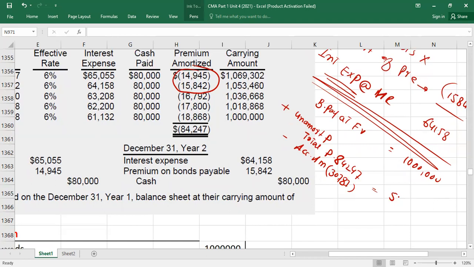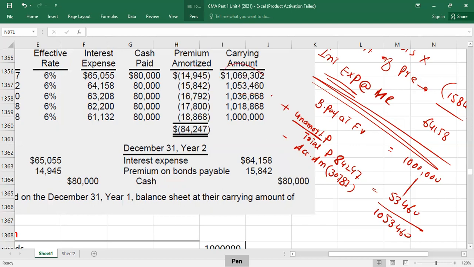First one is accumulated amortization. Yeah, 53,460. So this, if you add, obviously you have to add unamortized premium, right? If you add these two values, this will be equal to this value exactly. Right or wrong? So which is how much? 1,053,460. So that is why I told you, you have a shortcut answer with you.